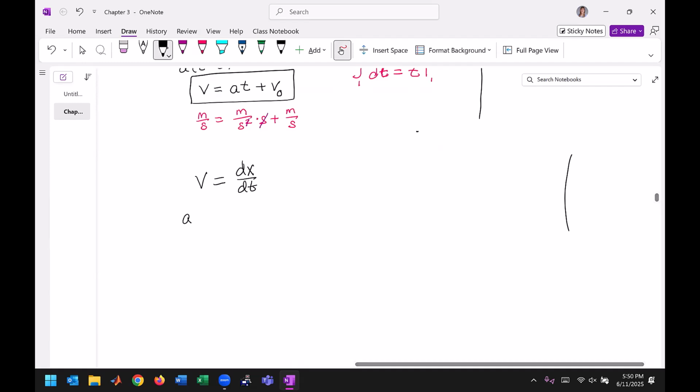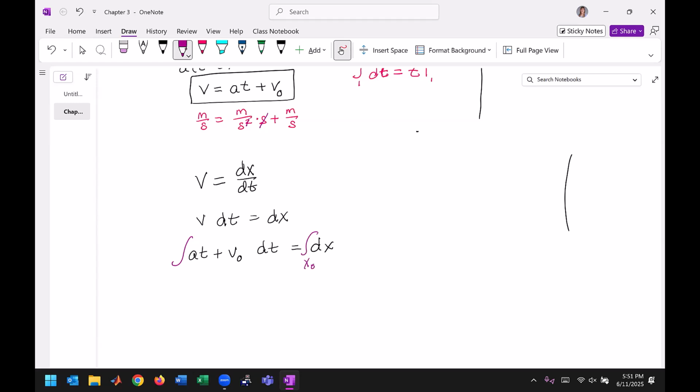So we know the velocity is at plus v naught. I could go ahead and do v dt equals dx, just like that. Okay, but I know that v is at plus v naught, so (at plus v naught) dt equals dx. And then I integrate from x naught to x and 0 to t.